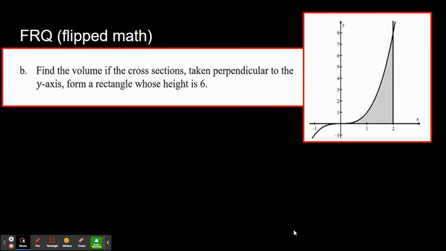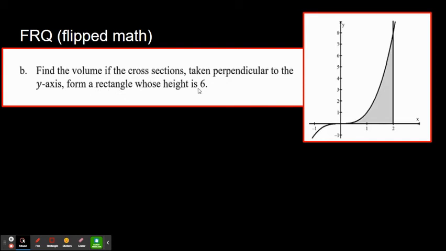All right, so the next question for this FRQ is find the volume if the cross sections are taken perpendicular to the y-axis. So this part is very important. Perpendicular to the y-axis means that we're looking at the y-axis. We're in dy, which means that we need to find s, we need to do right function minus the left function. And the cross sections form a rectangle whose height is 6.